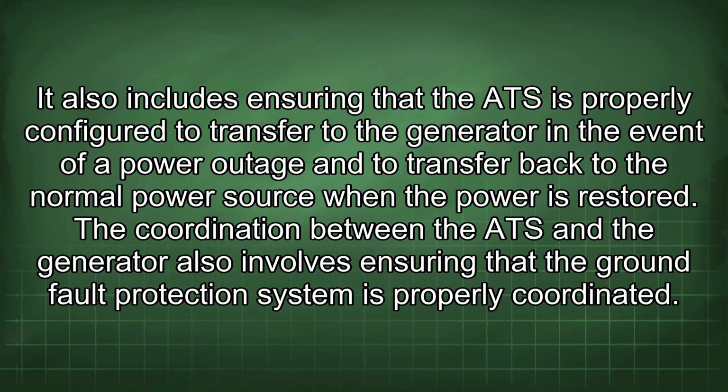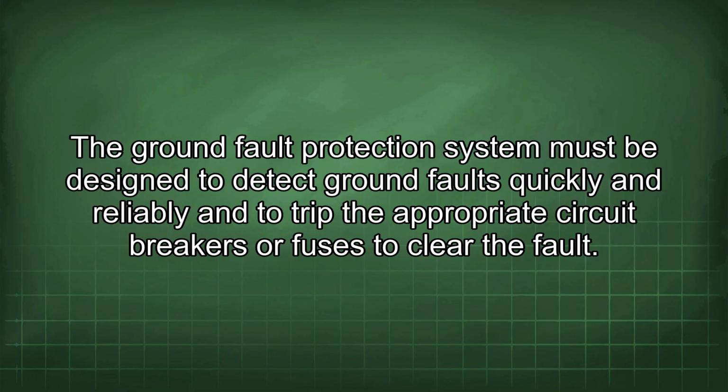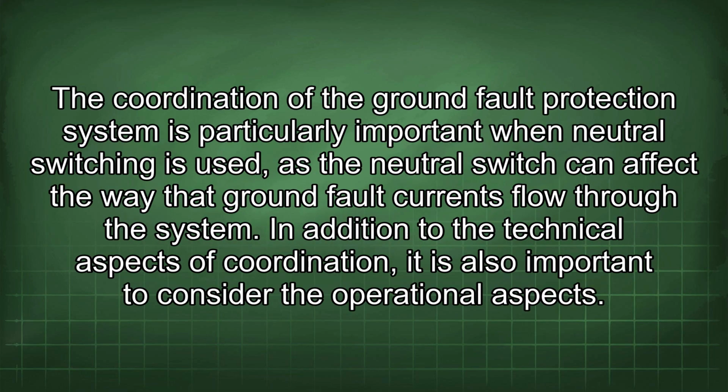The coordination between the ATS and the generator also involves ensuring that the ground fault protection system is properly coordinated. The ground fault protection system must be designed to detect ground faults quickly and reliably and to trip the appropriate circuit breakers or fuses to clear the fault. The coordination of the ground fault protection system is particularly important when neutral switching is used, as the neutral switch can affect the way that ground fault currents flow through the system.